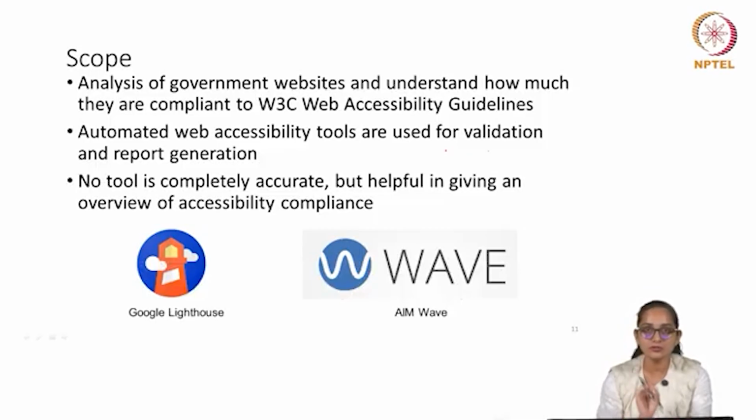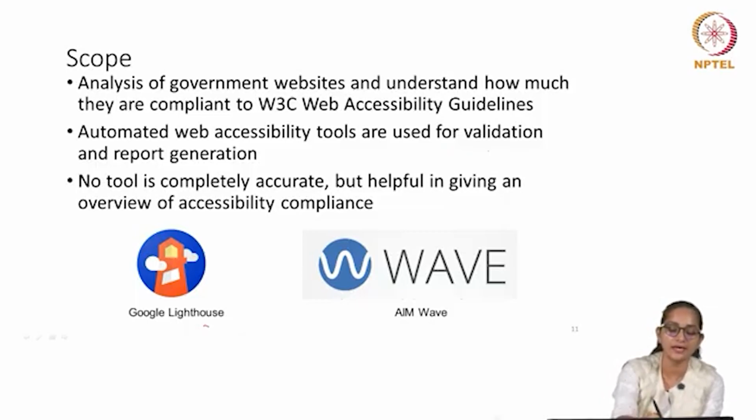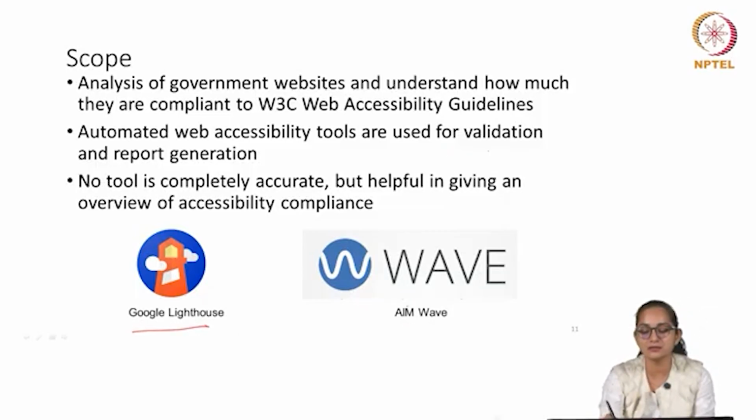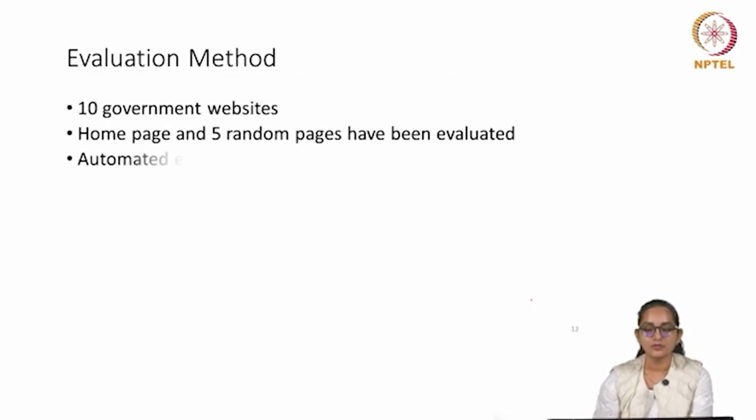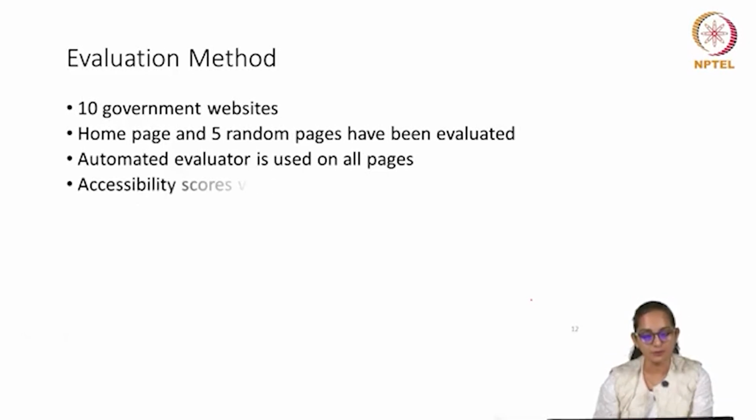So, two of the most commonly used evaluation tools are Google Lighthouse and a tool called Wave. So, in this example, 10 government websites, their home page and 5 random pages, have been evaluated, and an automated evaluator is used on all pages, and their accessibility scores were noted.